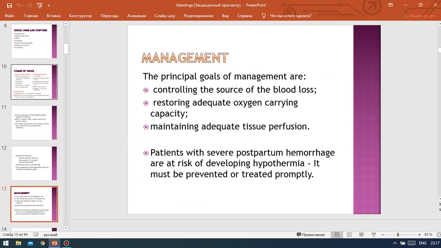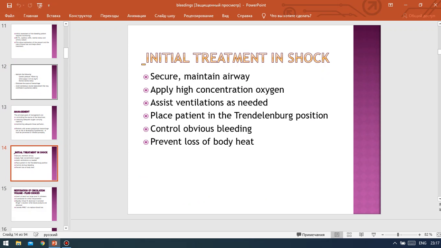It's very important when we measure management goals. The principal goals of management are controlling the source of blood loss, restoring adequate oxygen-carrying capacity, and maintaining adequate tissue perfusion. Patients with severe postpartum hemorrhage have a risk of developing hypothermia. It must be prevented or treated promptly. At the emergency department, we need to know about it. It helps the patient.